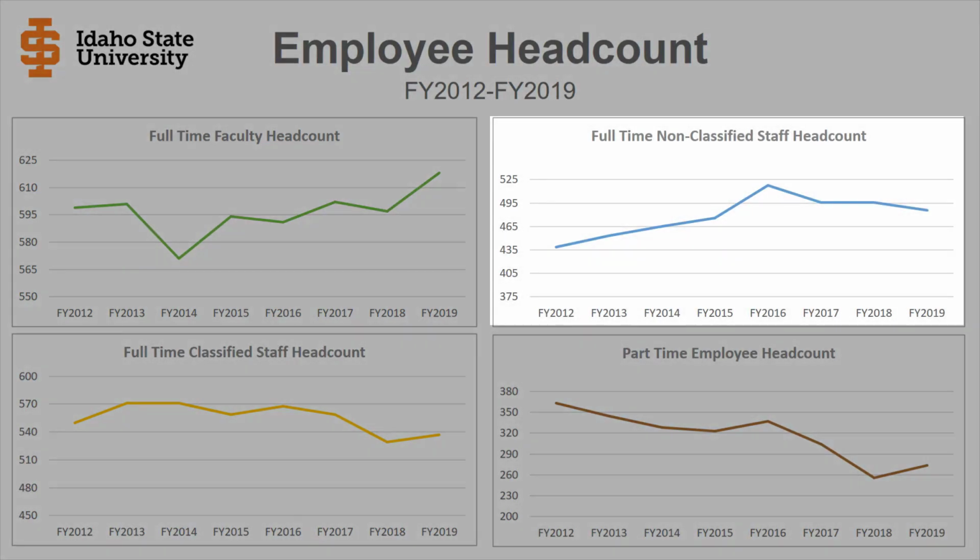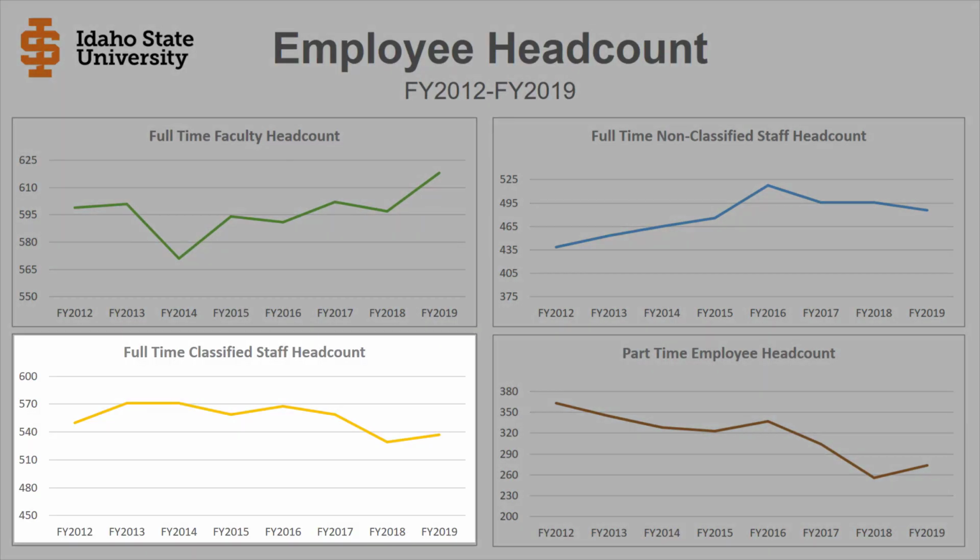Moving to the right, we can see full-time non-classified staff increases of 18% to a peak of 518 employees in 2016. Since 2016, the non-classified staff has decreased by 32 employees. Thus, the overall increase in non-classified staff between 2012 and 2019 is 47 staff members, or 10.7%.